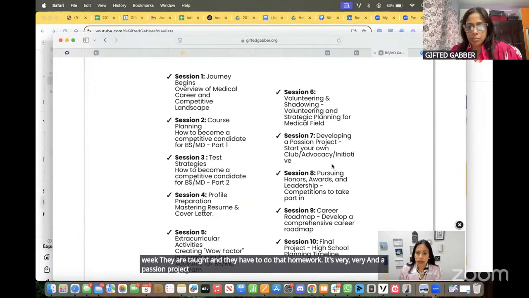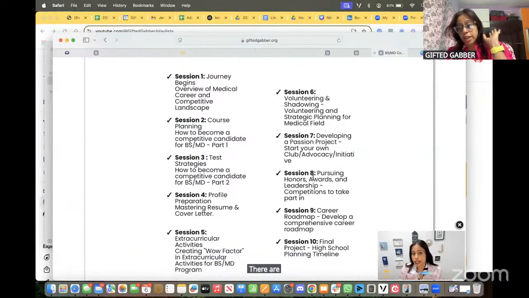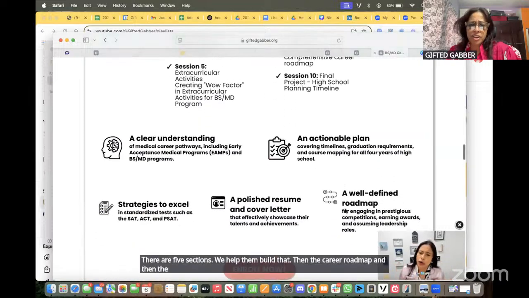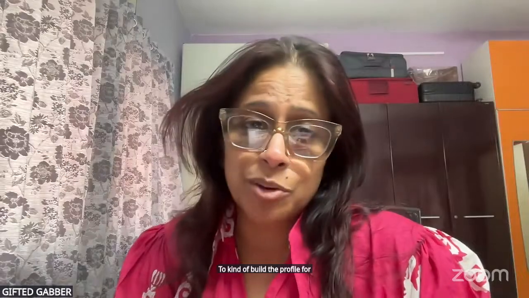And a passion project. Passion project is very important, so we help them start a club or any other passion project. And there are honors and awards. They need to get awards. There are 5 sections, and we help them build that. Then the career roadmap, and then the final project and everything. It's an extremely organized program to build the profile for BSMD. Getting into BSMD is not easy, and as parents, you're not going to find that on Google.